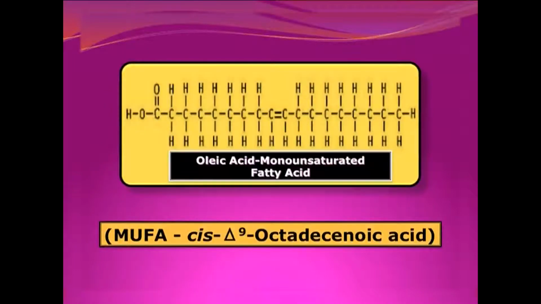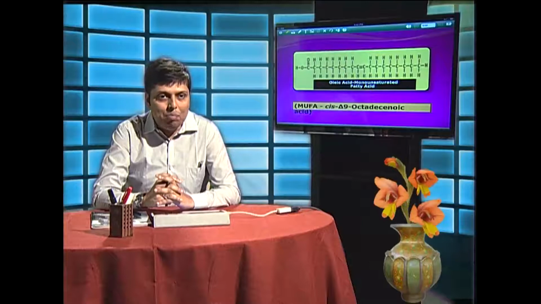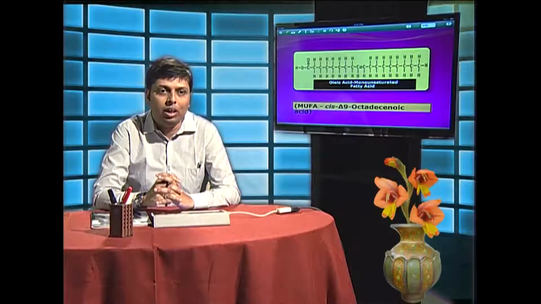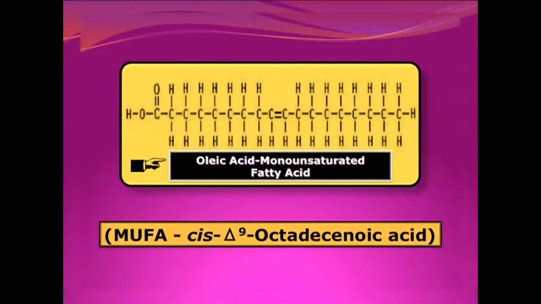Now, in this particular slide, an example of MUFA is shown. Its name is oleic acid. Its systematic name is cis-delta-9 octadecenoic acid. That means there is a single double bond present between the carbon atoms 9 and 10.